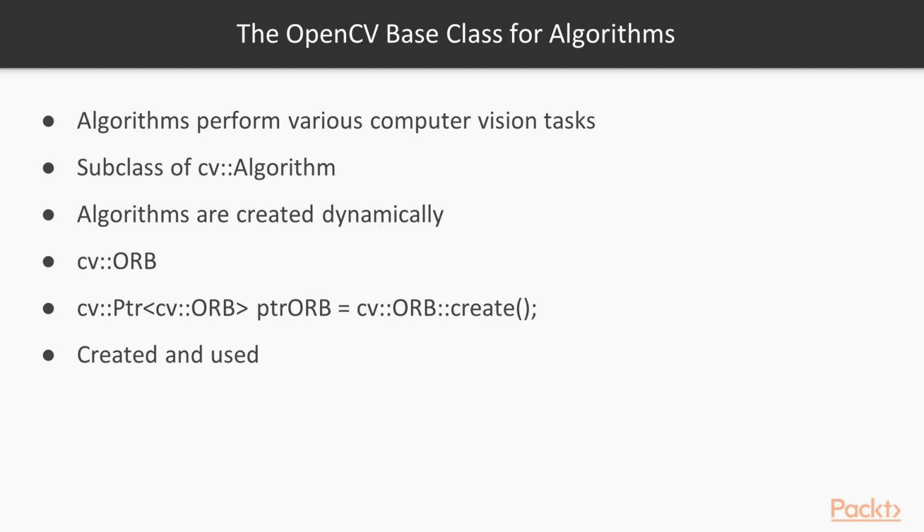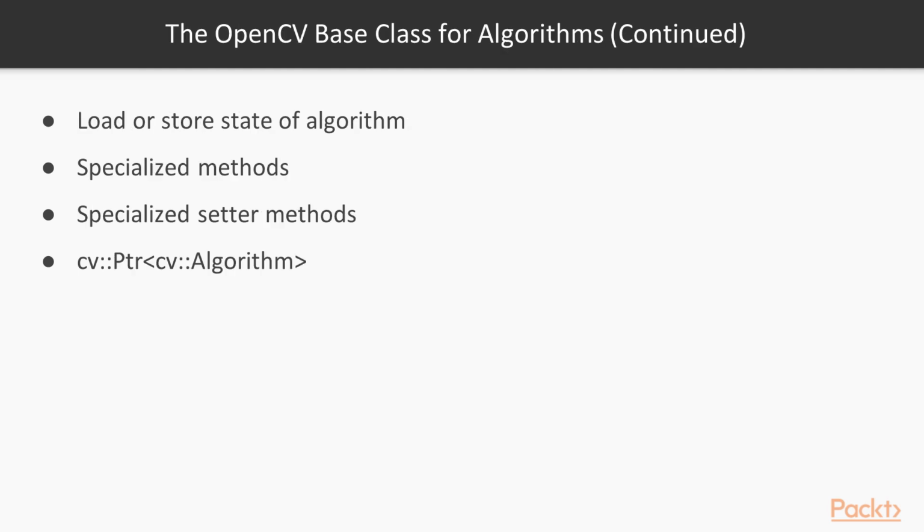Let's consider, for example, one of these subclasses, cv::ORB. This one is an interest point operator. Here, we simply use it as an illustrative example of an algorithm. An instance of this algorithm is therefore created as follows. Once created, the algorithm can then be used. For example, the generic methods read and write can be used to load or store the state of the algorithm.